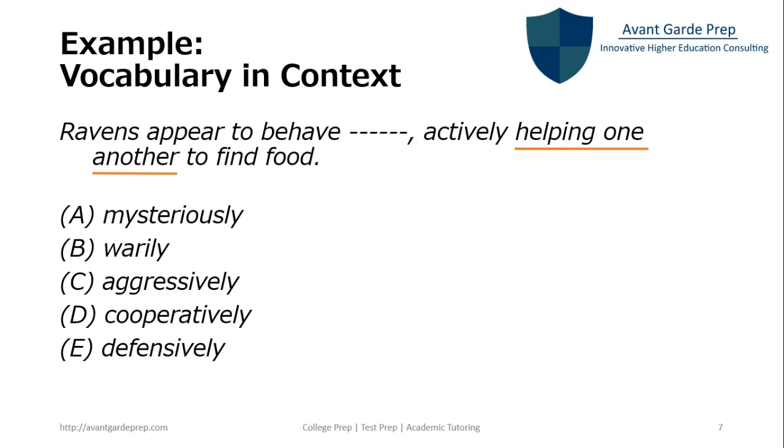A, mysteriously, does that mean helping one another? No, so that can be eliminated. Warily, no, does not mean helping one another. Aggressively? Nope. Cooperatively? Yes, cooperatively does mean helping one another, but let's just double check answer choice E in case it's better. Defensively? No, defensively does not mean helping one another. So that means cooperatively appears to be our best answer. It means the same as helping one another.